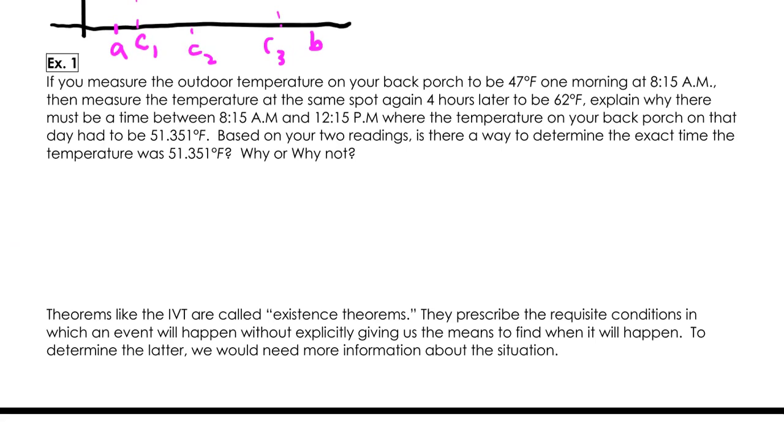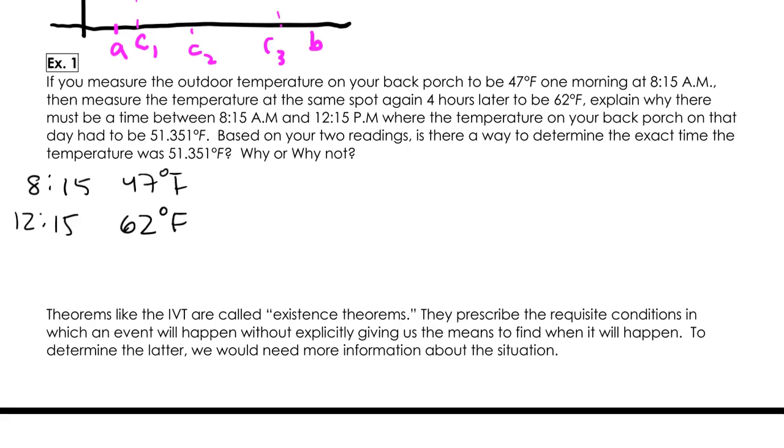If you measure the outdoor temp on your back porch to be 47 degrees one morning at 8:15, how about we start recording some of this data? So at 8:15, we measure the temperature and it's 47 degrees. We then measure 4 hours later, so now 12:15, and it's 62. Explain why there must be a time between those two times where the temp on the back porch had to be 51.351. That's pretty exact.